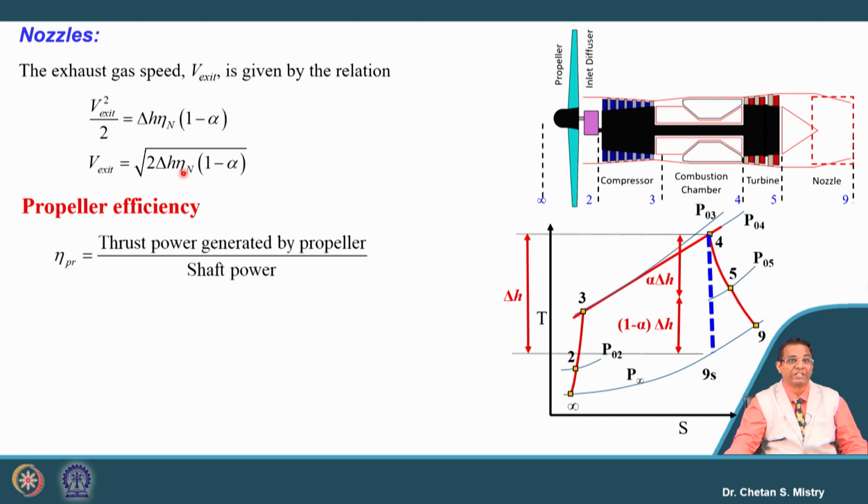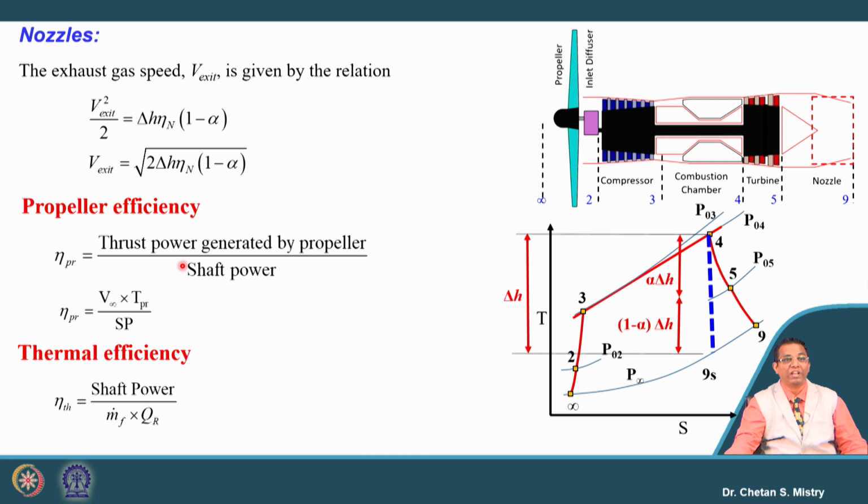That is what we call propeller efficiency. If you recall, in our first week we were discussing this term. What we mean by propeller efficiency is the thrust power generated by the propeller divided by our shaft power, and this thrust power we can say is V infinity into the thrust generated by the propeller, divided by my shaft power. So this is my output and this is my input. My input is shaft power. That is how we need to understand this term.